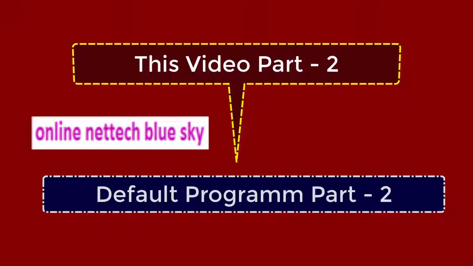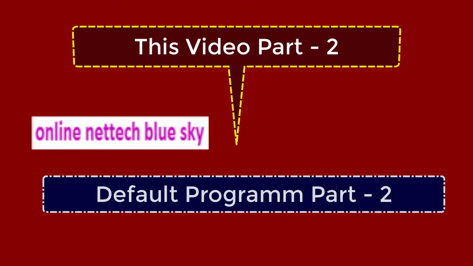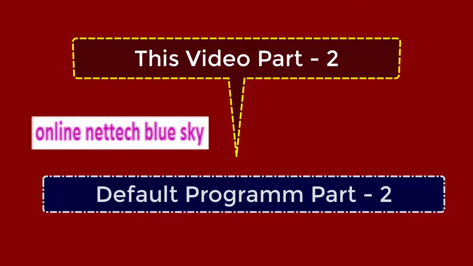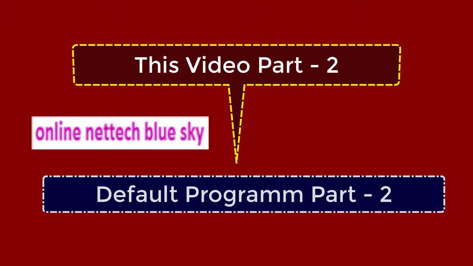So friends, this is Default Programs part 2. My first video covered why we use default programs, what a default program is, and how many types there are. So watch my previous video, Default Programs part 1. This is the continuation of that video, Default Programs part 2, continuing the program systems and settings.